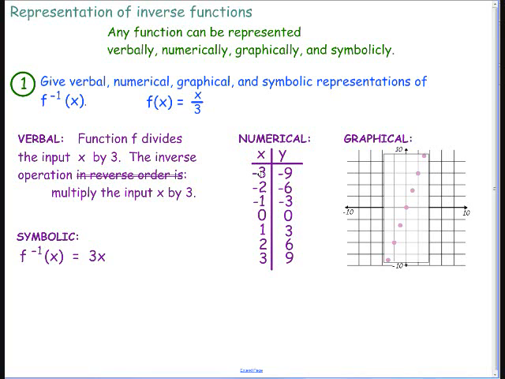x, let's take this one, when x is 9, and we divide it by 3, we get y, which is negative 3. So now I have swapped my x and y. When my x is negative 3, I multiply it by 3, I get 9. Graphically, what does my inverse function look like? It's just a straight line that looks like this.